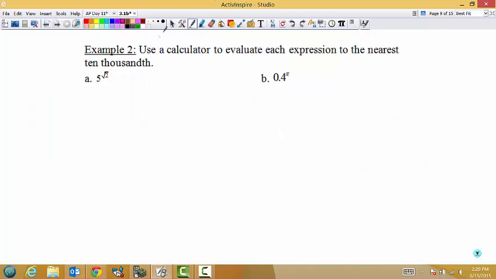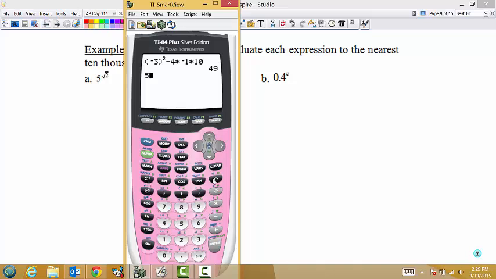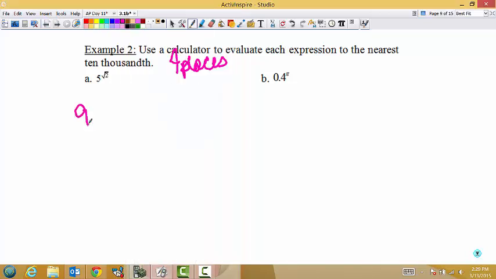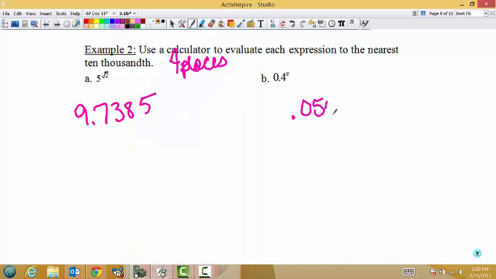And we're going to stop after example 2. It says use a calculator to evaluate each expression to the nearest 10,000th. 10,000th is 4 places. So 5 to the square root of 2 is 9.7385. And 0.4 to the pi is 0.0562. Okay.